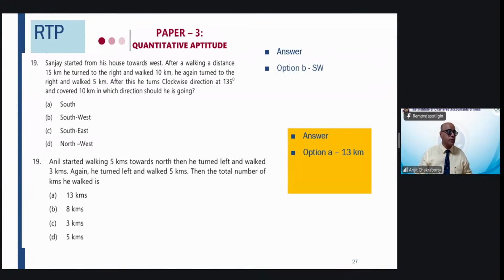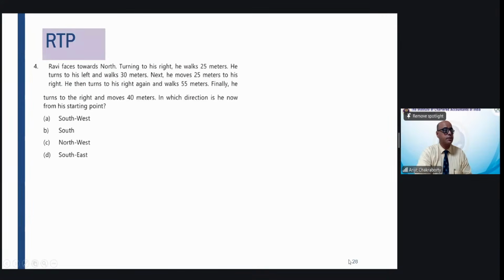So the total distance which Anil has covered is 13 kilometers. Option A. The last question for today on direction test is the last question from RTP.